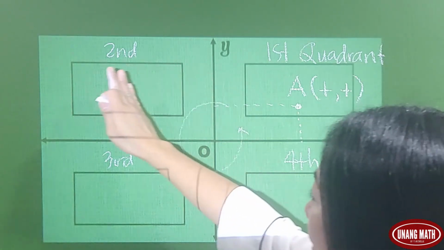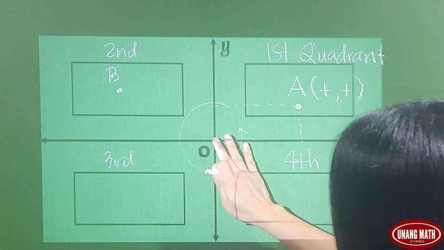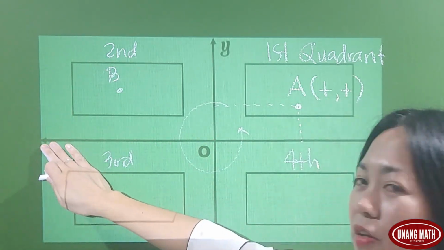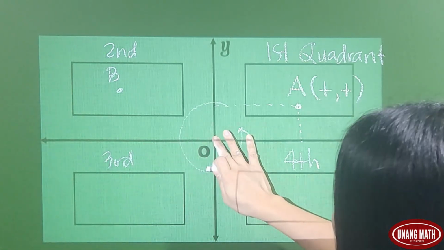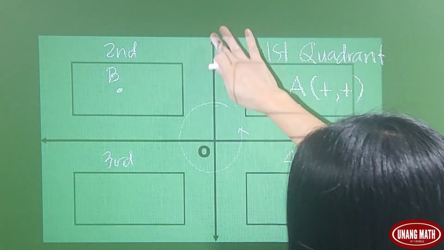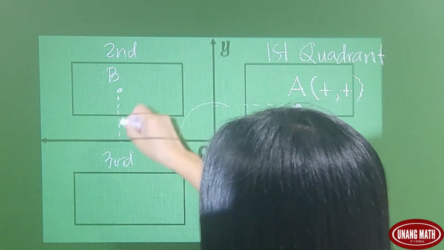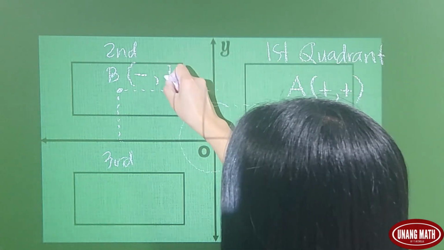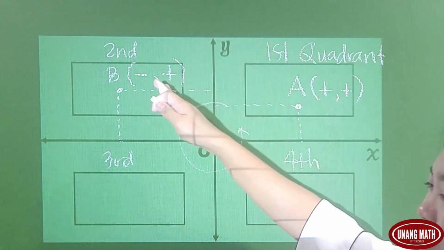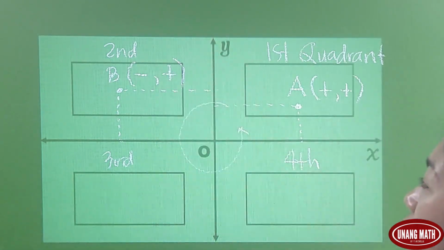Okay, what about in the second quadrant? Let's say this is point B. All the numbers on this part of the x-axis are negative numbers. All the numbers on this part of the y-axis are positive. So it means the x-coordinate is a negative number and the y-coordinate is a positive number. So in the second quadrant, the x-coordinate is negative and the y-coordinate is positive.